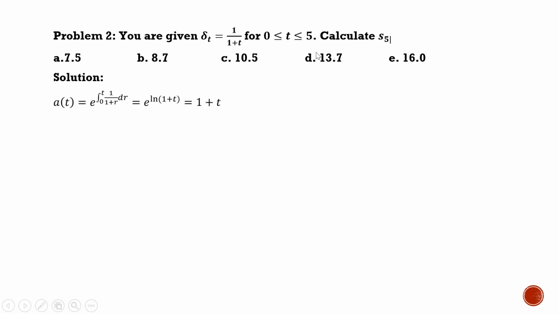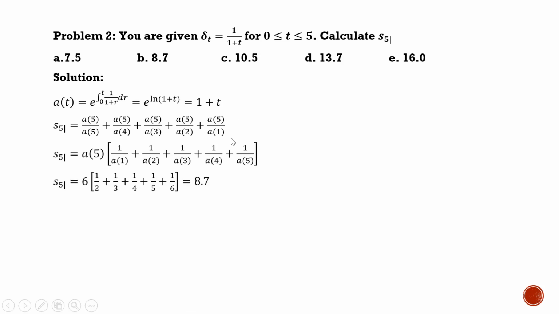So for this one, first of all, I'm going to use the force of interest to calculate the accumulation function. So A of t is e to the integral from 0 to t of delta r dr, and this is 1 plus t. This is very basic calculus 1 and 2. Next, I'm going to use the formula A of 5 over A of 5 plus A of 5 over A of 4 plus A of 5 over A of 3 plus A of 5 over A of 2 plus A of 5 over A of 1, and this becomes 8.7.